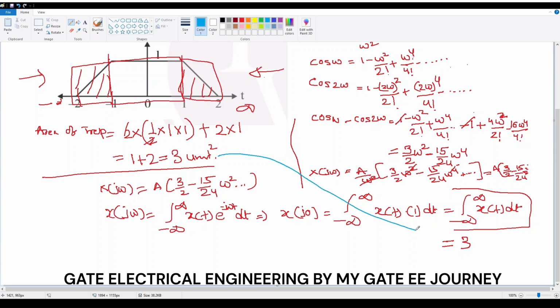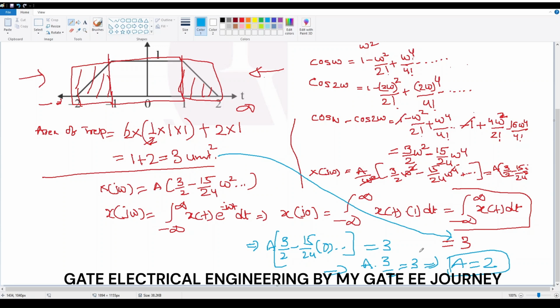You can see the area of the trapezoidal is 3 square units. We know the X of j omega formula, and if you replace omega by 0 in j omega, X of j omega means 3 by 2 A minus 15 by 24 into 0 and so on, is equal to 3. So A into 3 by 2 is equal to 3, nothing but A is equal to 2.